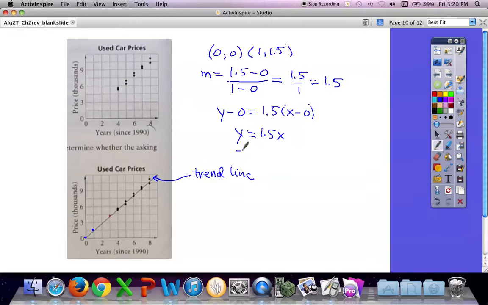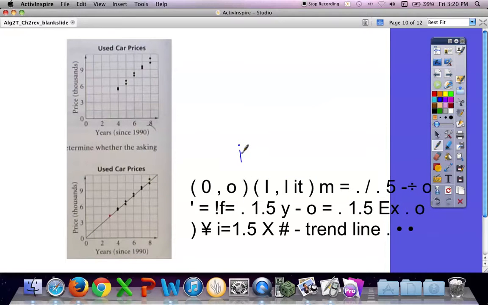And so now that's our equation that relates the year since 1990 to the price in thousands of a car. So if we wanted to, I could have used that equation to calculate the price according to this line for other years.